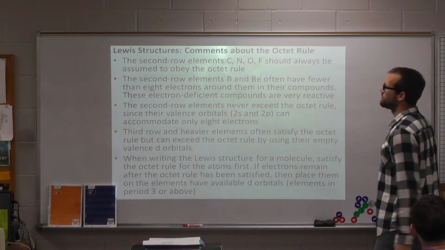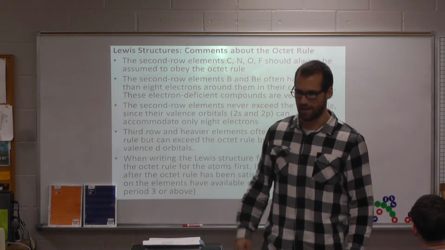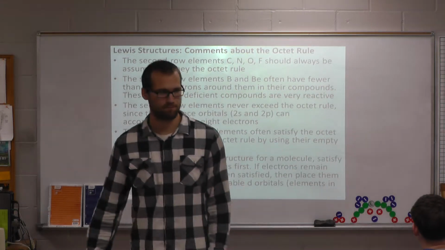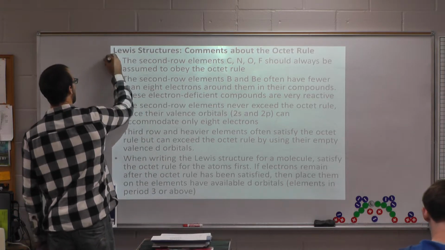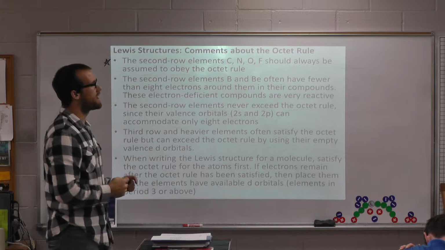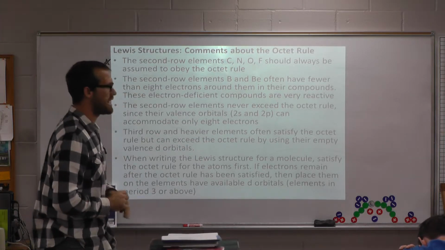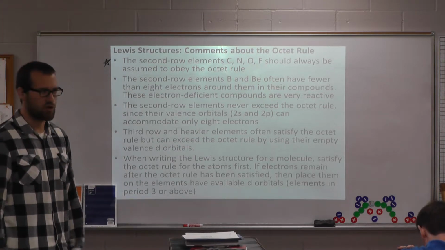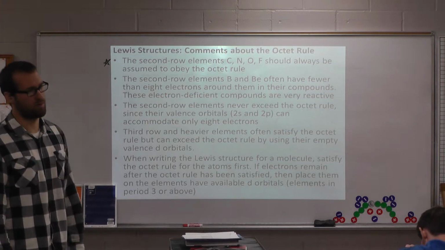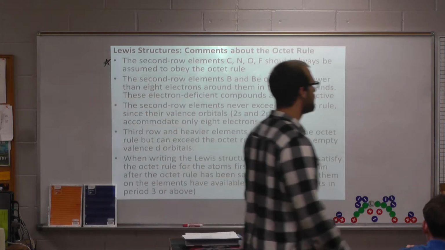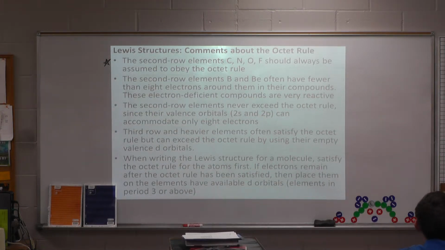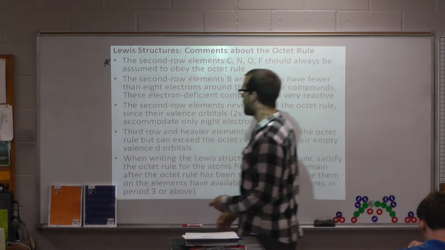These are just some comments about the octet rule that we need to know. First and foremost, second row, second period, second energy level, will always obey the octet rule. No matter what. They are not capable of disobeying the octet rule. Except for boron, because it just can't obey the octet rule. Does that make sense? But these guys are always going to obey the octet rule. And here's the question. Why is that?